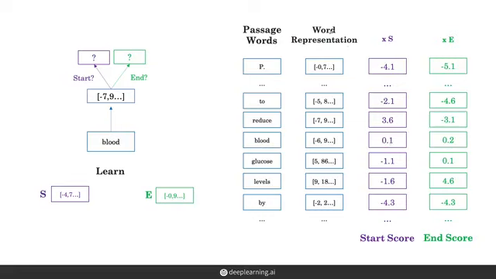Similarly, for each of the word representations, the word representation is multiplied by the vector E to get another scalar number, which is the end score. The higher the end score, the more likely the word is to be the end of an answer. So for example, the word levels is more likely to be the end of an answer than the word by.